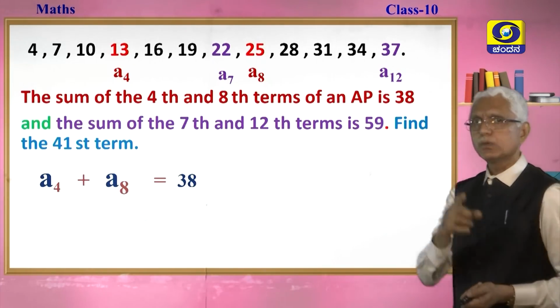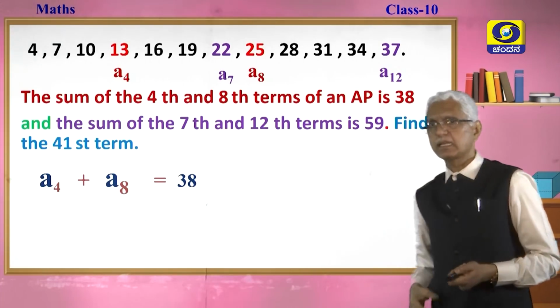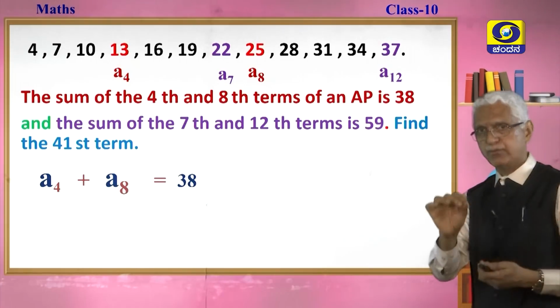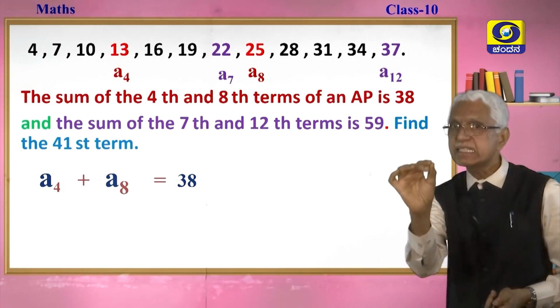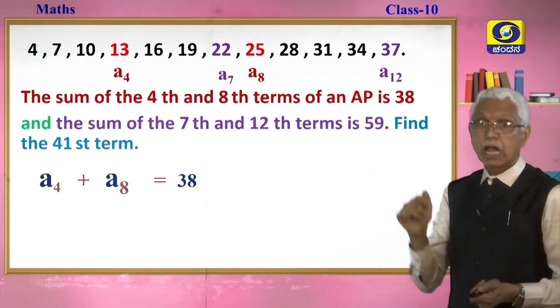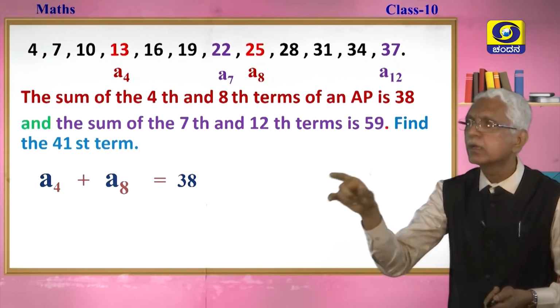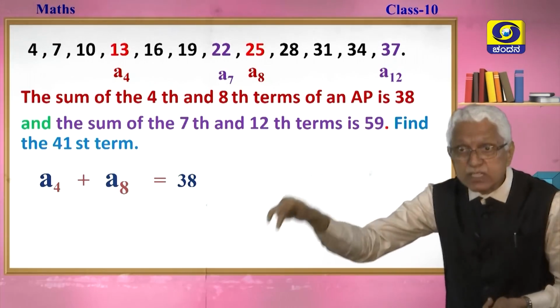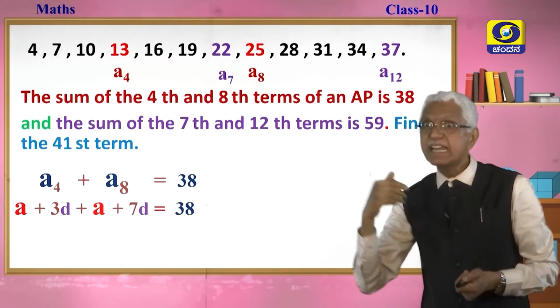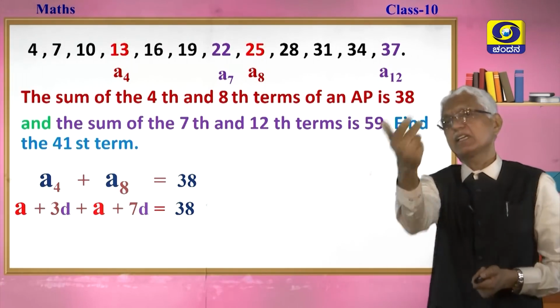Have they given you the sum of the fourth and the eighth is 38? Fourth term plus the eighth term, A4 plus A8 is 38. Any doubt in it? Absolutely clear. How will you write A4? Good, good. A plus 3D. Correct. How will you write A8? A plus 7D is equal to 38.